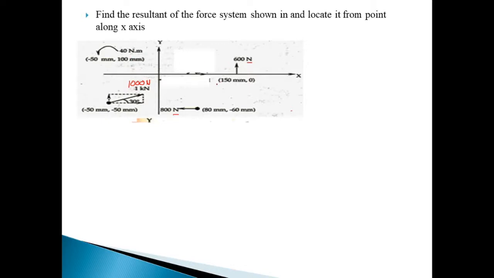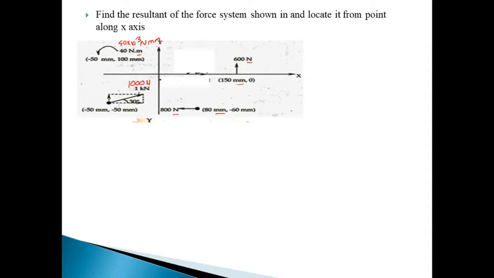Similarly, all these dimensions are in mm. This dimension is in mm, this dimension is in mm, but the couple is in meter. So we have to convert this meter into mm. For that, 40 into 10 raised to 3 Newton mm. This way we have to convert all units into Newton and mm.